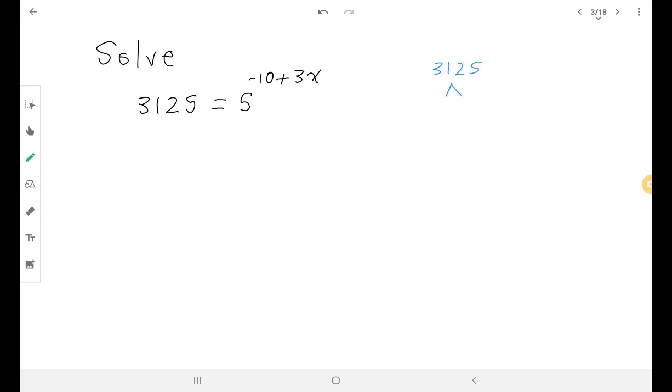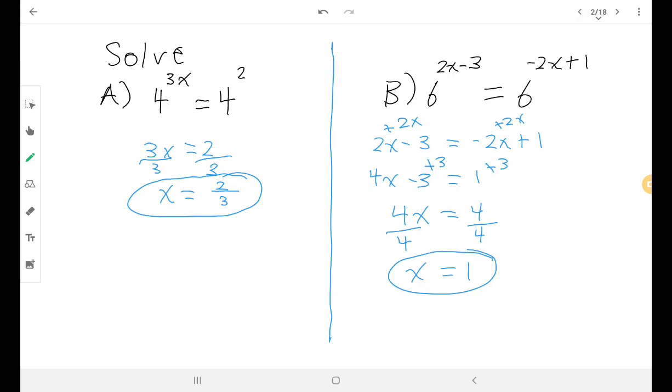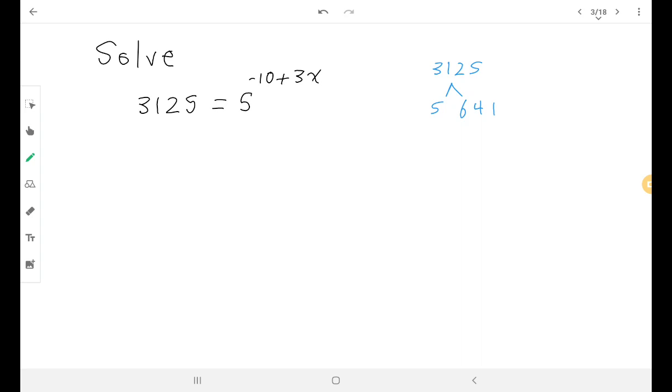We'll do a factor tree. I know it divides by 5. If I do 3,125 divided by 5, I get what? No, that's not right. Let me do this a little more carefully then.